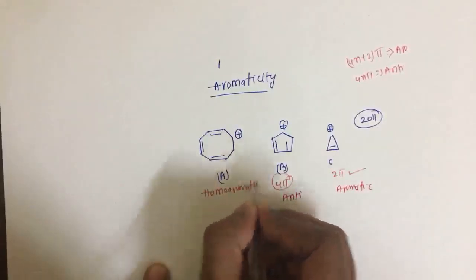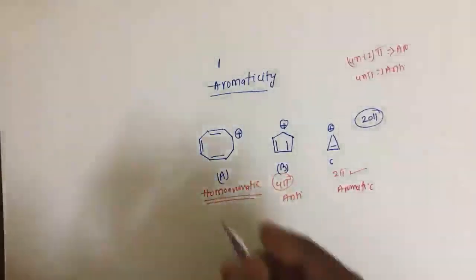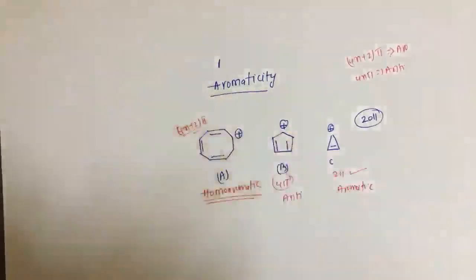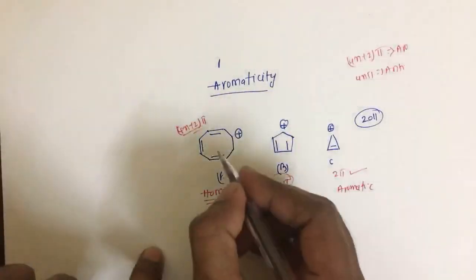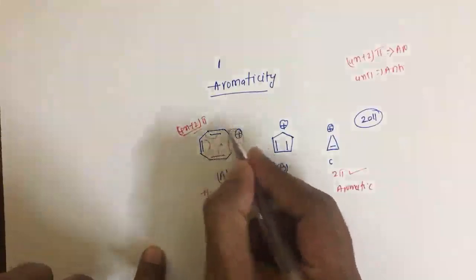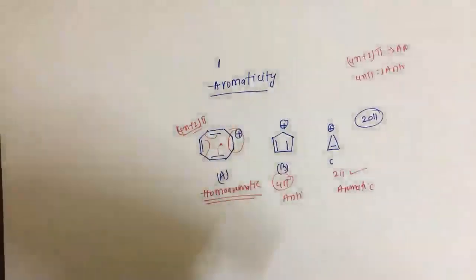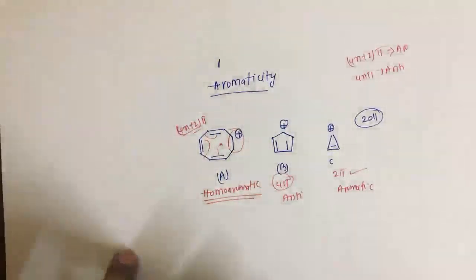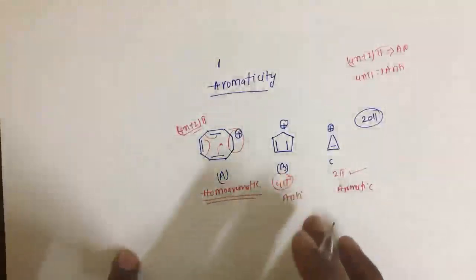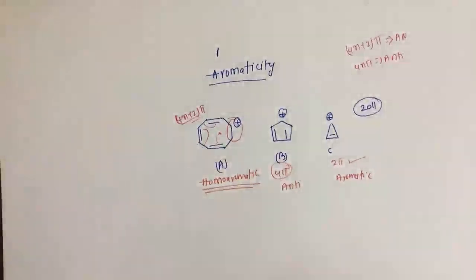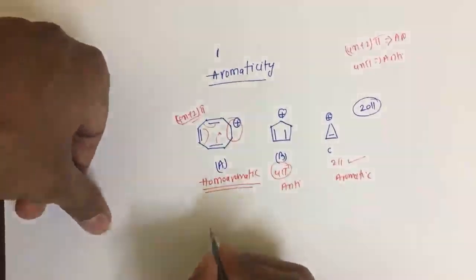So homoaromatic means this follows the 4n plus 2 pi system rule, but the delocalization gets disturbed by the sp3 type carbon atom. Because of that reason we call it homoaromatic, but still, compared to anti-aromatic and non-aromatic, it is stable.